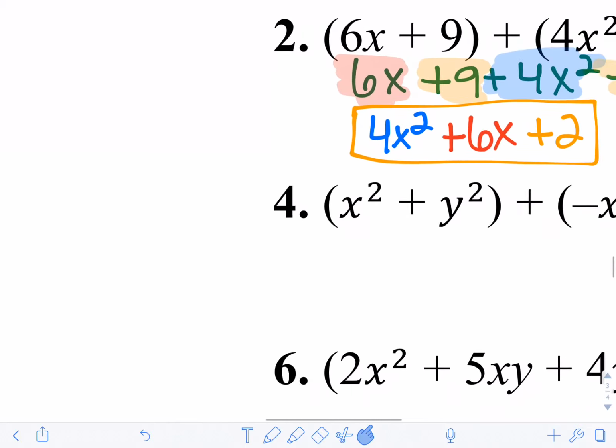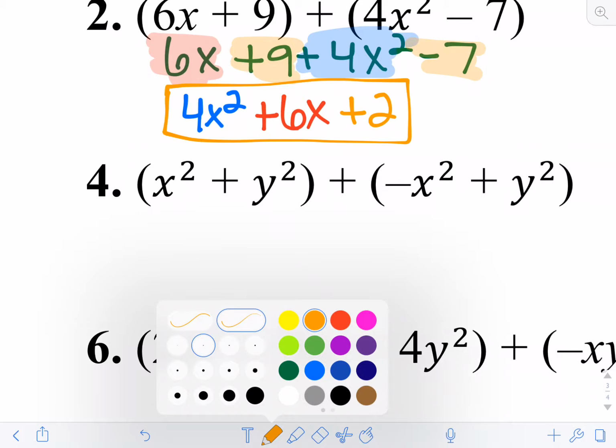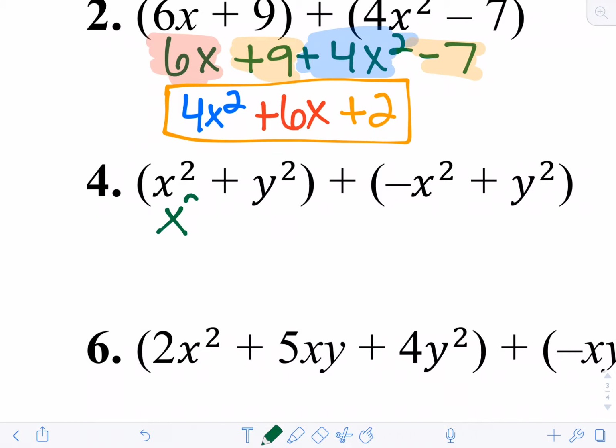All right, let's move on over here to number 4. So again, first step, rewrite it. So x squared plus y squared. You have a plus and negative x squared, so I'm just going to leave it as minus x squared plus a y squared.